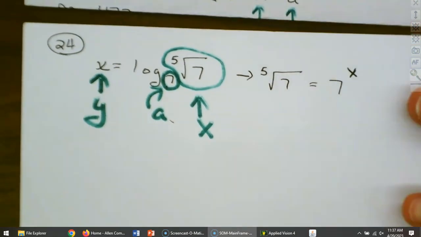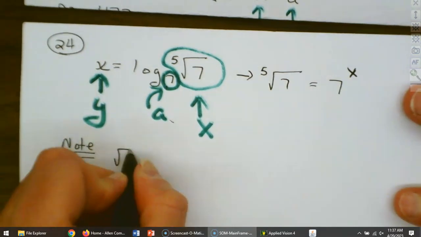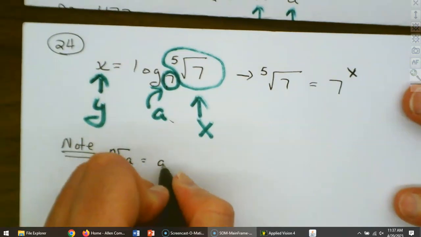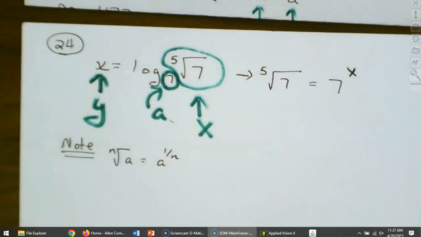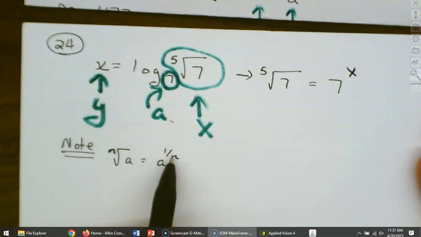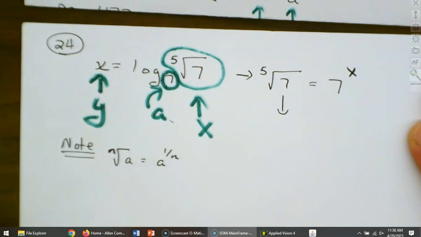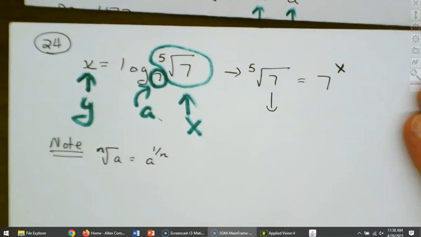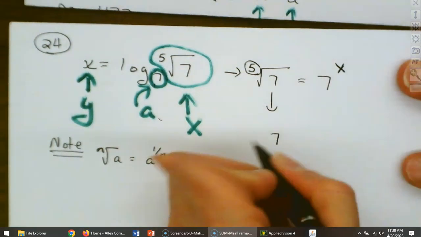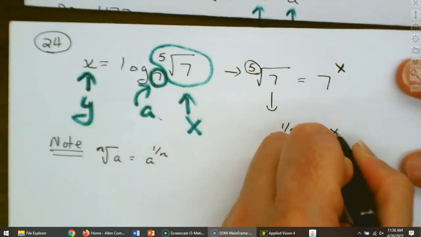Sometimes we may need this one. This is just something that we use once in a while with our roots. We don't use it that often, but the nth root of a is a to the 1 over n power. The most common one is a square root. The square root would be a half power. This one is a fifth power. So I could rewrite that as 7 to the 1/5 power equals 7 to the x power.